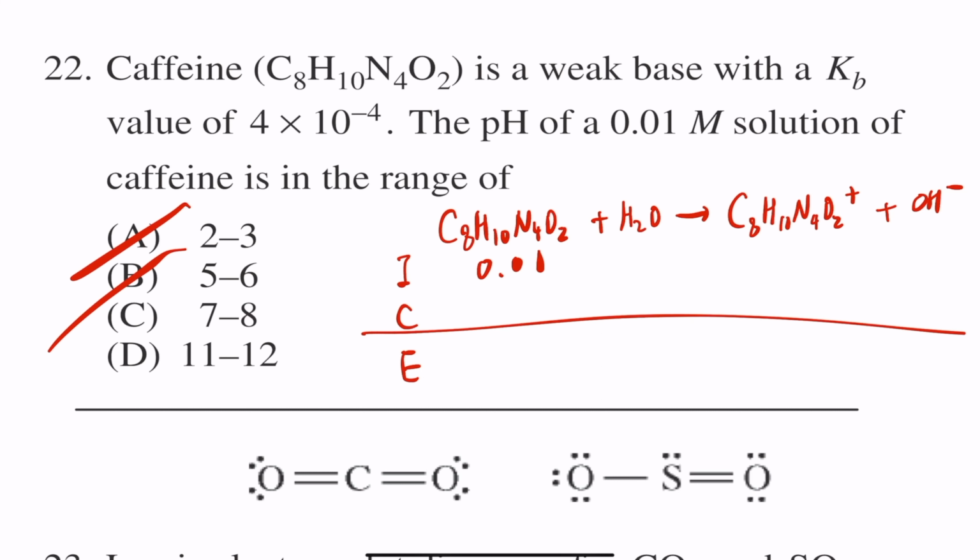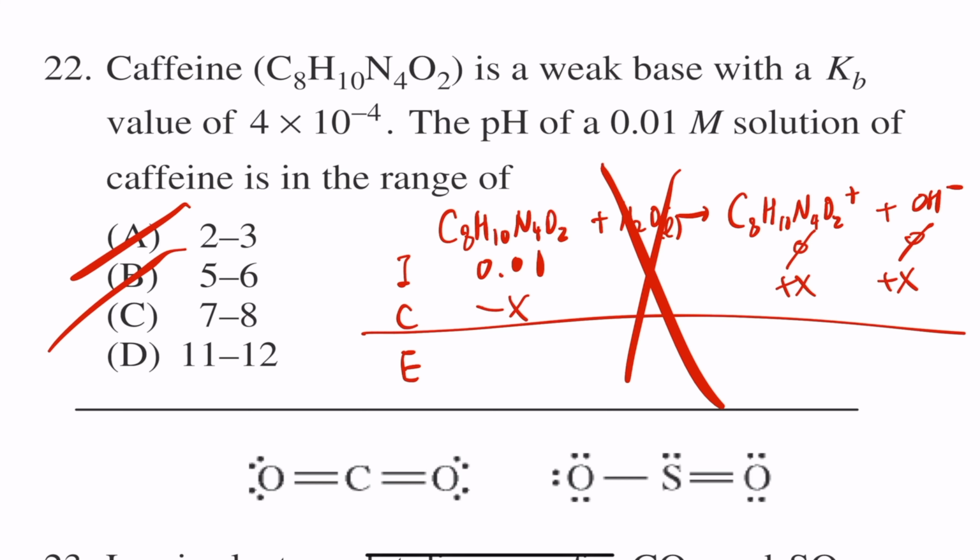Initially, I have 0.01 here. This is water, so you don't have to worry about it. I have nothing of the products. I'm going to lose, and I'm going to gain, I'm going to gain. So that'll be 0.01 minus x, x, and x. Now, notice this is a weak base. The Kb value is tiny, which means the whole losing x part is probably going to be very trivial, so little to the point that we can probably ignore it. So you can just drop that.